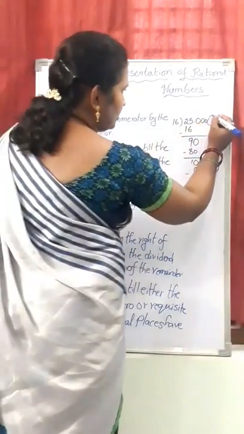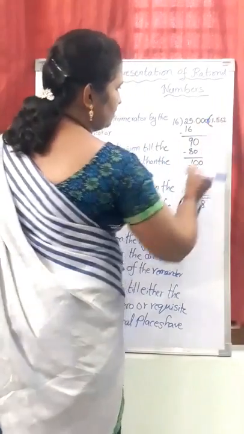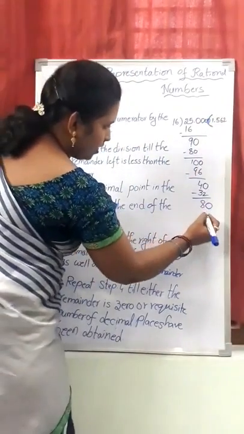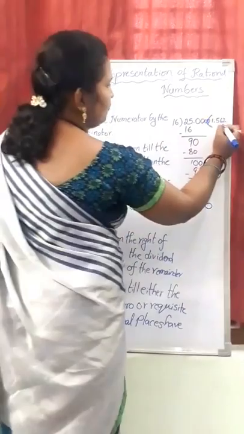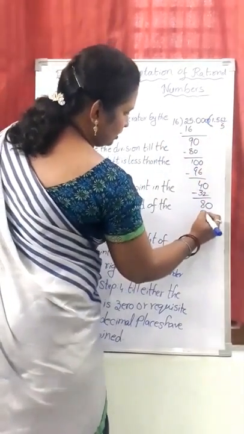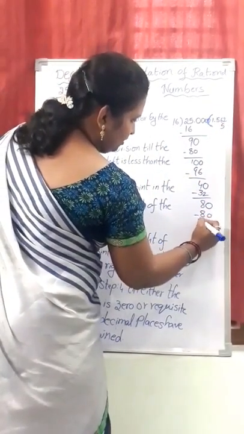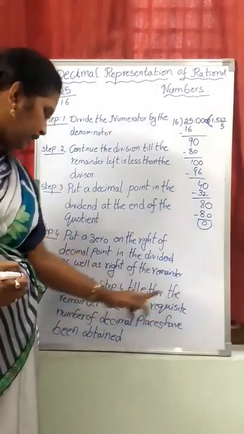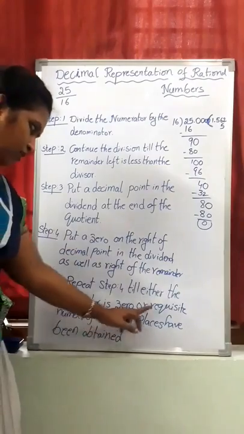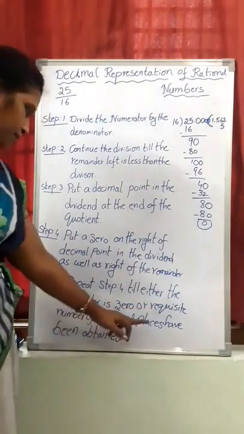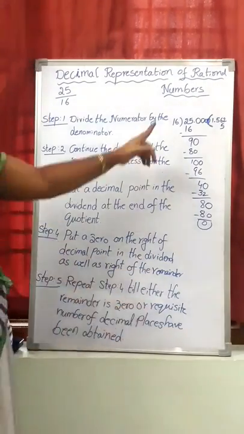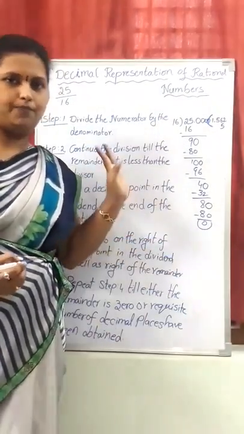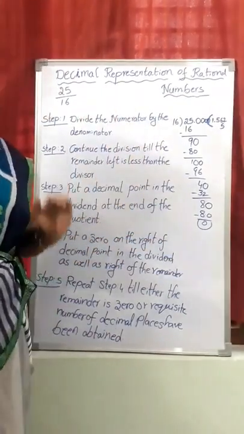Now keep one more 0 here. Then we have 80. 16 fives are 80. Now we got the remainder 0. This is the 5th step: repeat step 4 till either the remainder is 0 or the requisite number of decimal places has been obtained. Here we got the remainder 0. Now our division is completed.